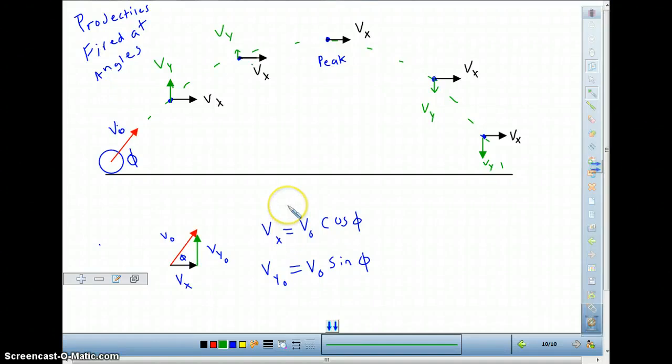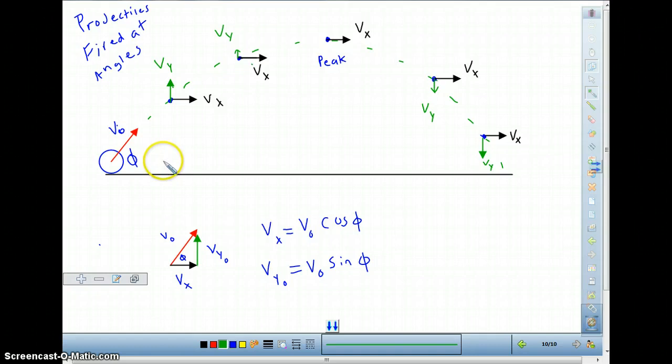Okay, now we're going to look at projectiles fired at angles. We just recently did projectiles fired horizontally, and the first thing we're going to note is pretty much all the equations we've used for horizontal projectiles apply here, but we need some extras because of the situation going on. We're first going to start with an initial velocity of a projectile fired at some angle phi.